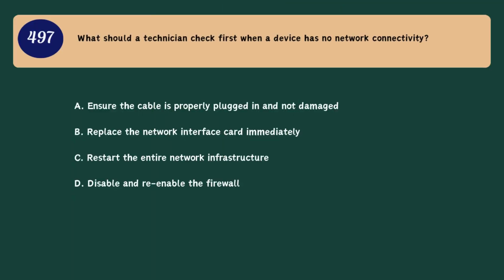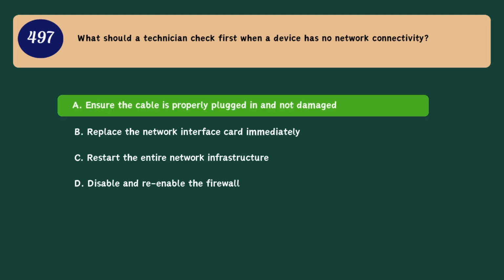Question 497. What should a technician check first when a device has no network connectivity? A. Ensure the cable is properly plugged in and not damaged. B. Replace the network interface card immediately. C. Restart the entire network infrastructure. D. Disable and re-enable the firewall.